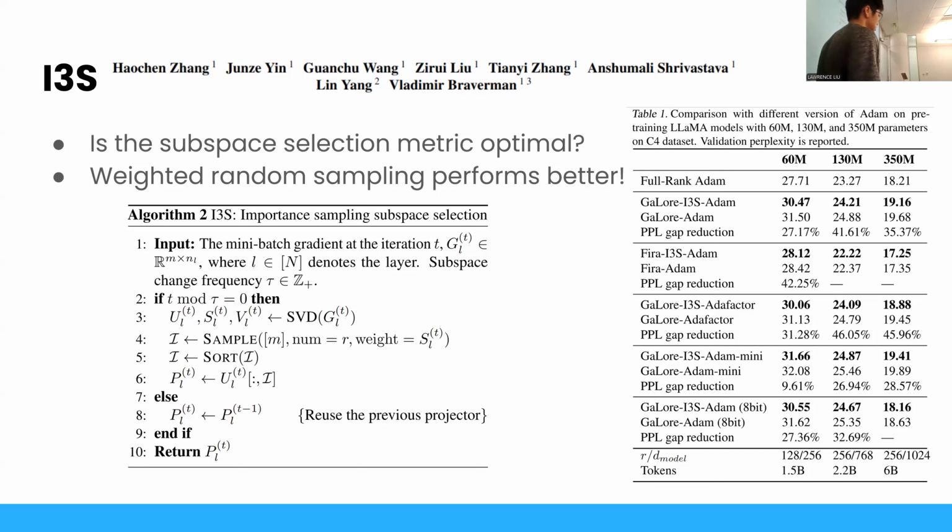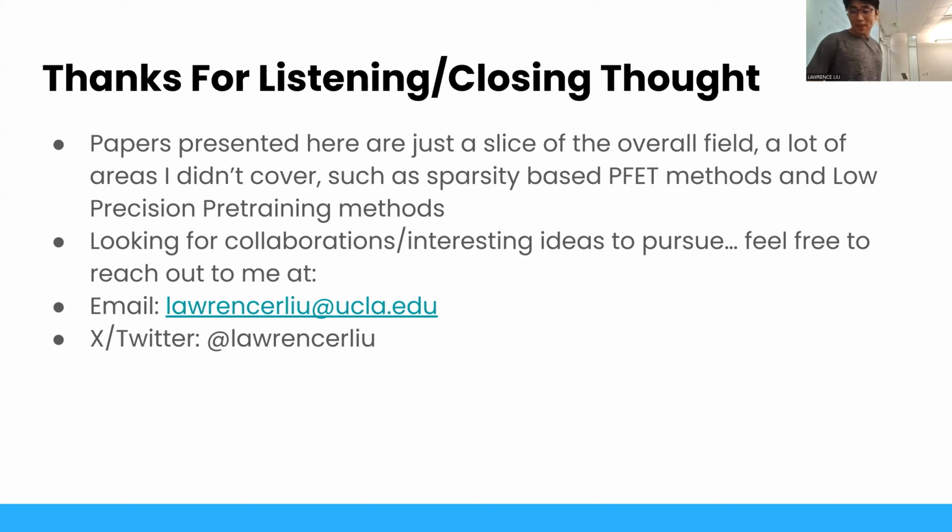Hao Chen did his master's here at UCLA. He was my lab mate, actually. And Lin is on the paper. And yeah, that's that. Sorry, I speed ran that. The papers presented here are just an overall slice of the field. I didn't cover a couple of things, such as sparsity-based methods, because those have some other constraints, as well as quantized or low precision pre-training methods that are also being proposed these days. I'm looking for collaboration ideas to pursue. Feel free to reach out to me. Here's my email.